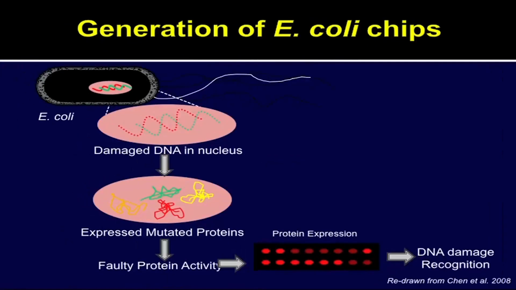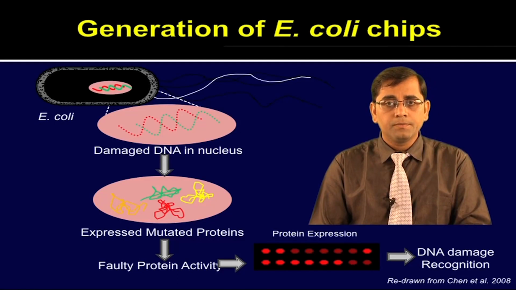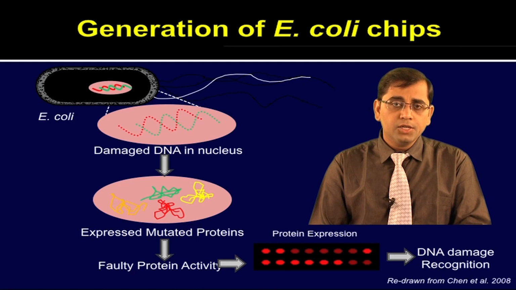Let us now discuss case study 4. A proteome chip approach reveals new DNA damage recognition activities in E. coli, a study by Chen et al. In this study, first of all, authors generated an E. coli chip, and to do that, they purified over 4,200 proteins from the E. coli K12 strain and then developed assays for identification of protein interactions which are involved in the recognition of potential base damage in DNA.